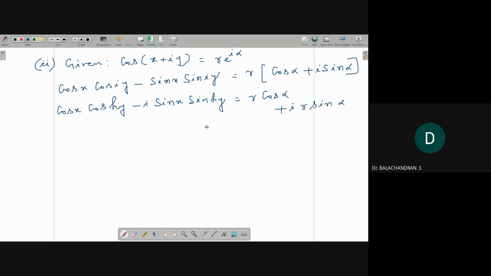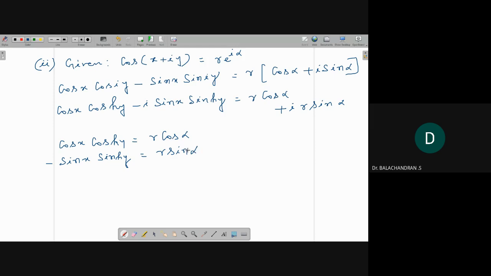So now, equating the real and imaginary parts. You have cos x into cosh y, that is the real part. If I equate, this is equal to r into cos alpha. If you equate the imaginary part, minus sin x into sinh y is equal to r into sin alpha.